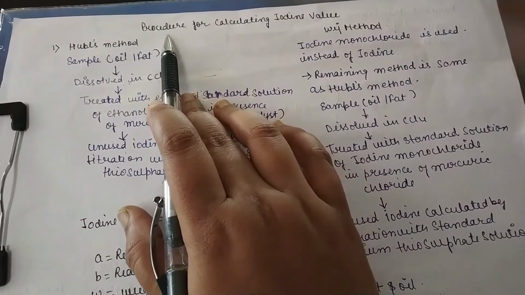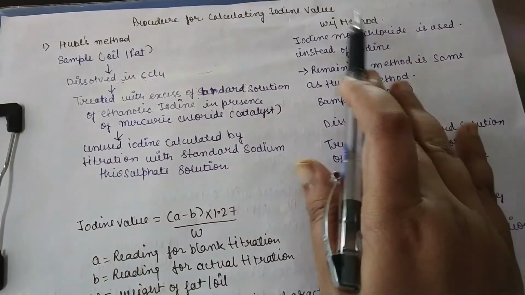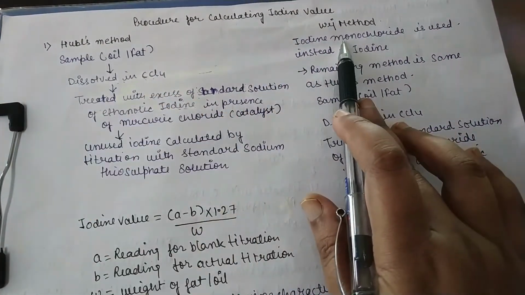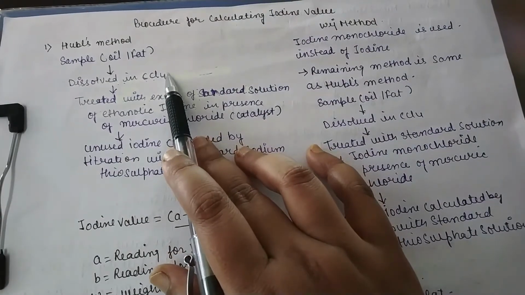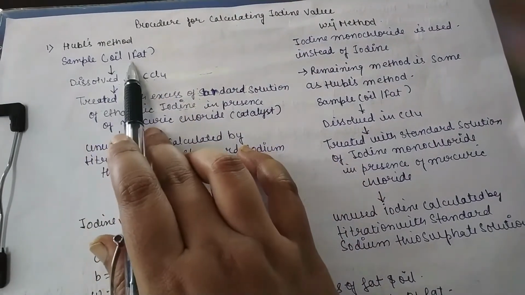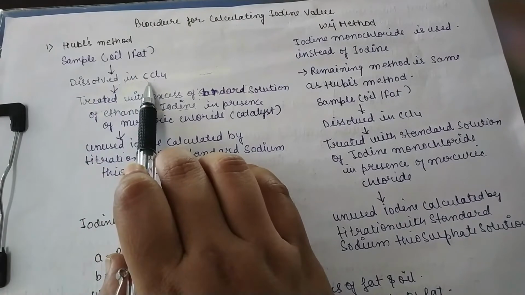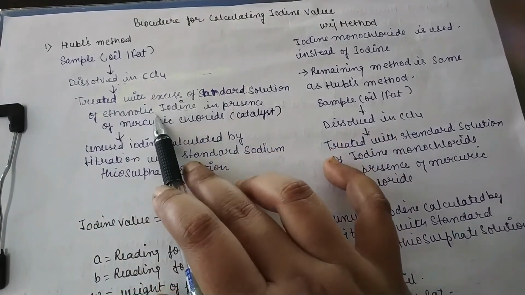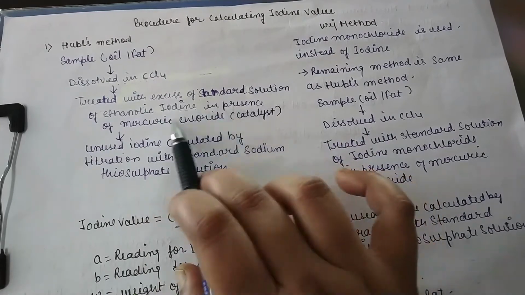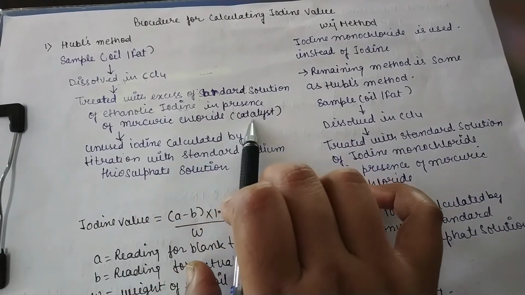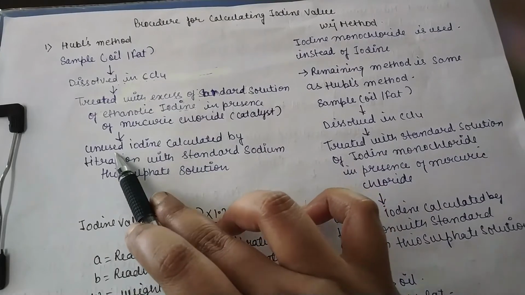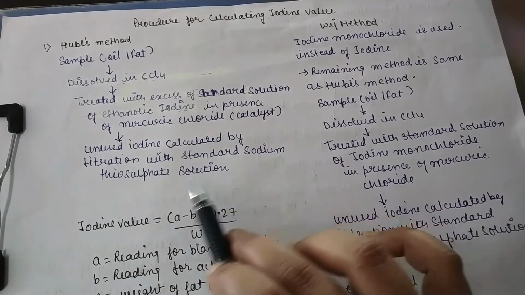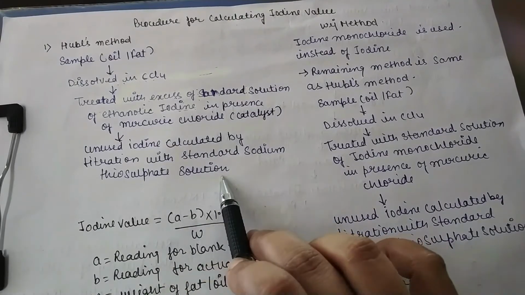Let's see the analytical procedure to calculate the iodine value. Basically we can calculate the iodine value by Hubl's method and Wijs method. First we will discuss the Hubl method. In this case the sample oil or fat is dissolved in carbon tetrachloride. It is treated with excess of standard solution of ethanolic iodine in the presence of mercuric chloride, which acts as a catalyst. Then the unused iodine is calculated by titration with standard sodium thiosulfate solution.